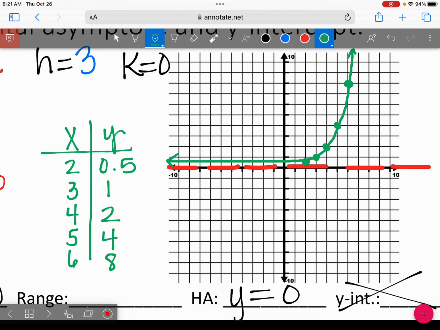So that's what your graph should look like. Keep in mind that it's not going through your asymptote.